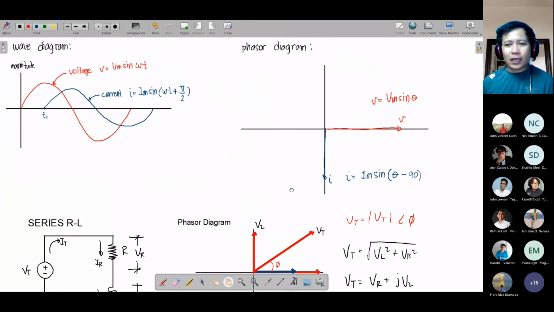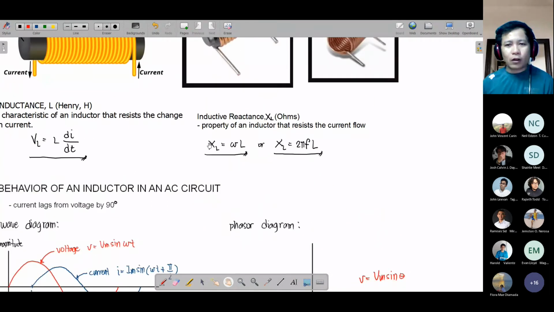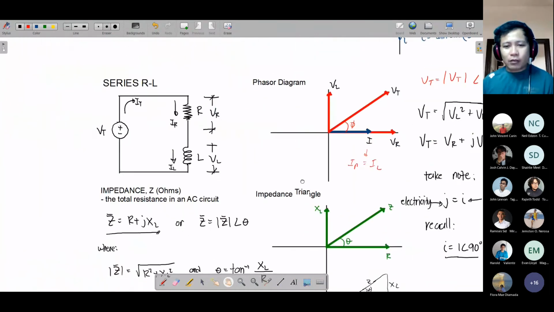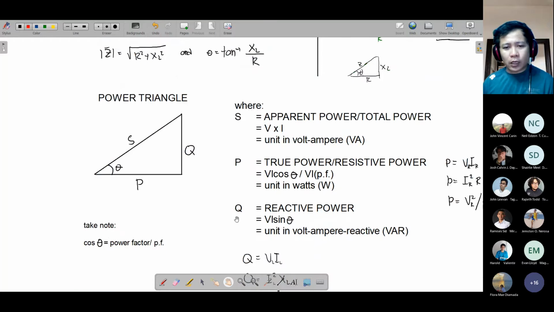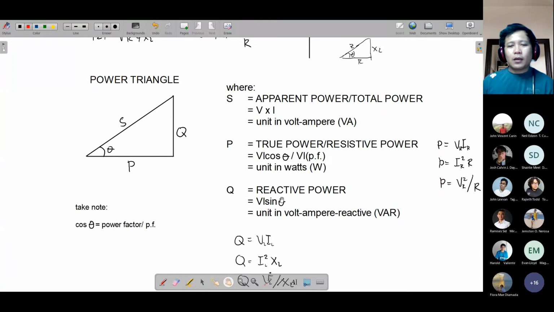And reactance, if you can recall, is XL. So therefore, this Q is because of the inductor. Okay? Or it can also be because of the capacitor. The capacitor also has reactance. But for now, we will focus on the inductor, and the capacitor comes later.